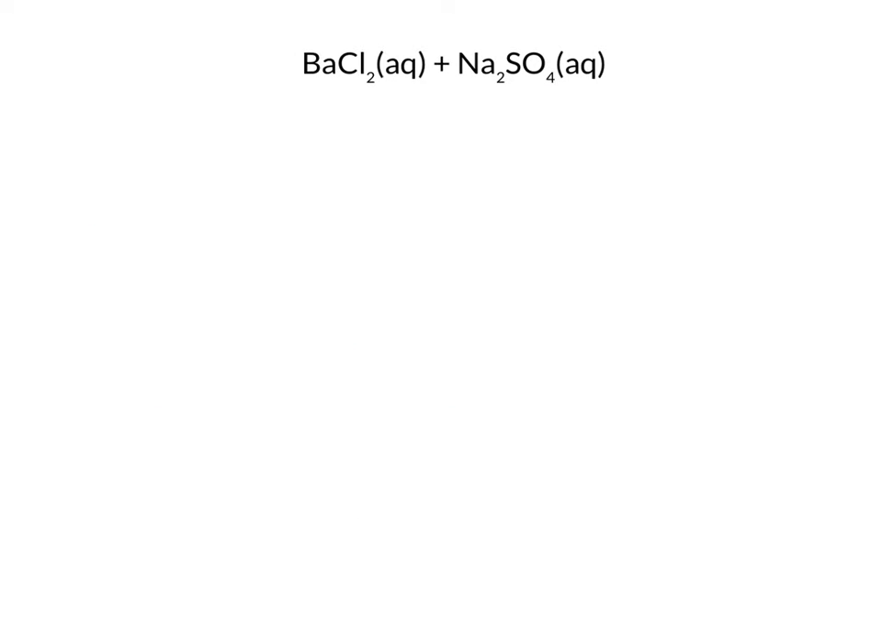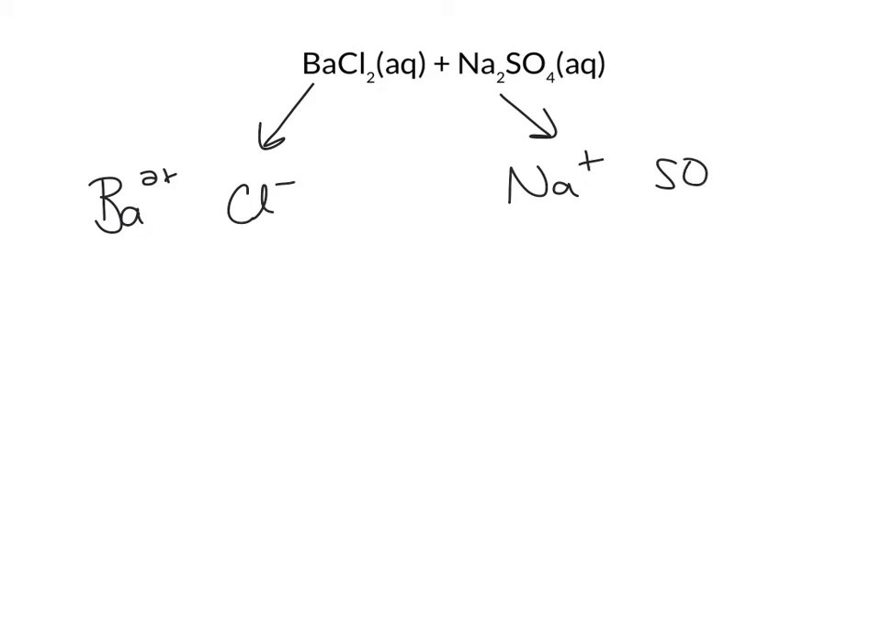The next example we're going to look at is the reaction between barium chloride and sodium sulfate. So again, we'll start with breaking them up into ions. So the barium chloride breaks up into Ba2+ and Cl-, and the sodium sulfate breaks up into Na+ and SO4 2-.